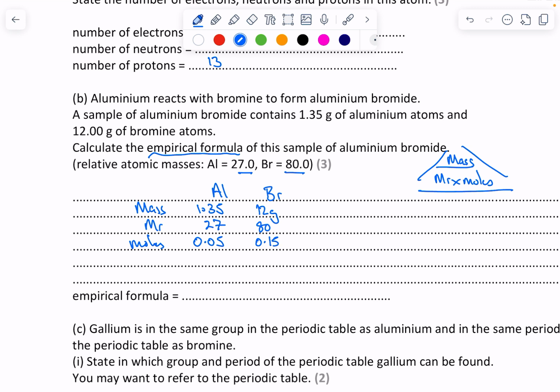What we then do to get the ratio is we divide by the smallest number. So in this case, the smallest number is 0.05. So I've got 0.05 divided by 0.05, which is going to be 1. And then I've got 0.15 divided by 0.05, which is going to be 3. So my ratio is Al, which gets the number 1, and Br, which gets the number 3. So Al1, we don't write ones down, and then Br3.